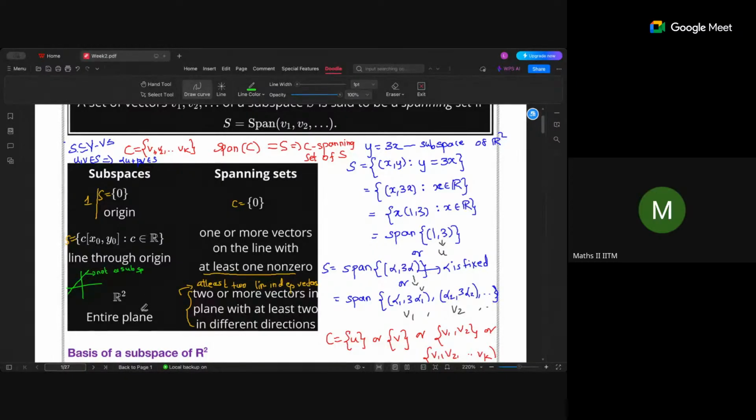Okay, fine. Can we use e to the power x for this example? See, you cannot take anything apart from straight lines for subspaces here, because we need all the scalar multiples. Scalar multiples will be only on straight lines, right? Specifically, lines passing through the origin. So you cannot imagine any curves here for subspaces.